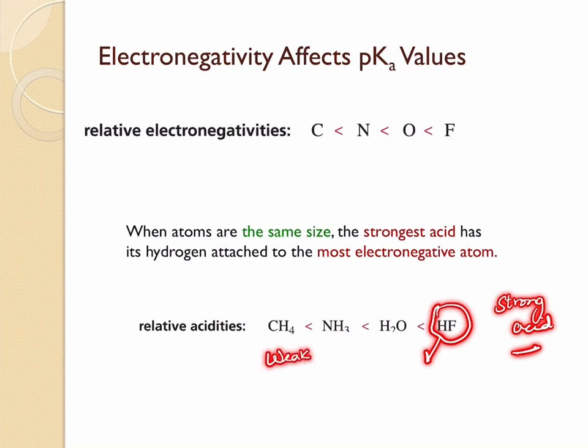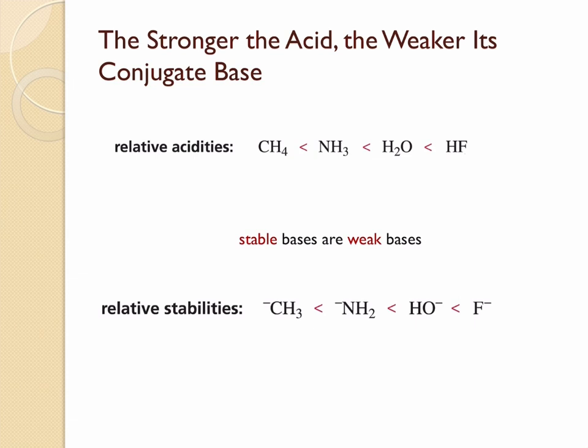And this one should be a weak acid, because the electronegativity difference between carbon and hydrogen is approximately zero, right? And therefore the hydrogen cannot be lost easily.